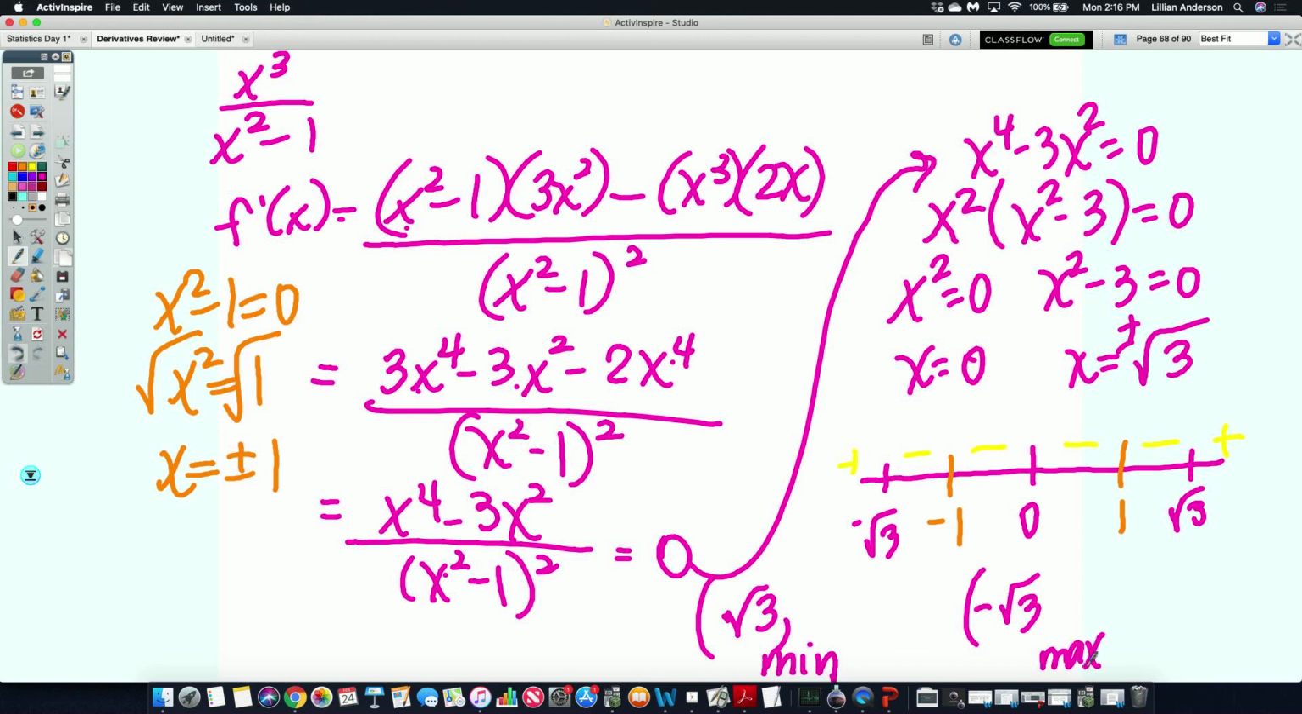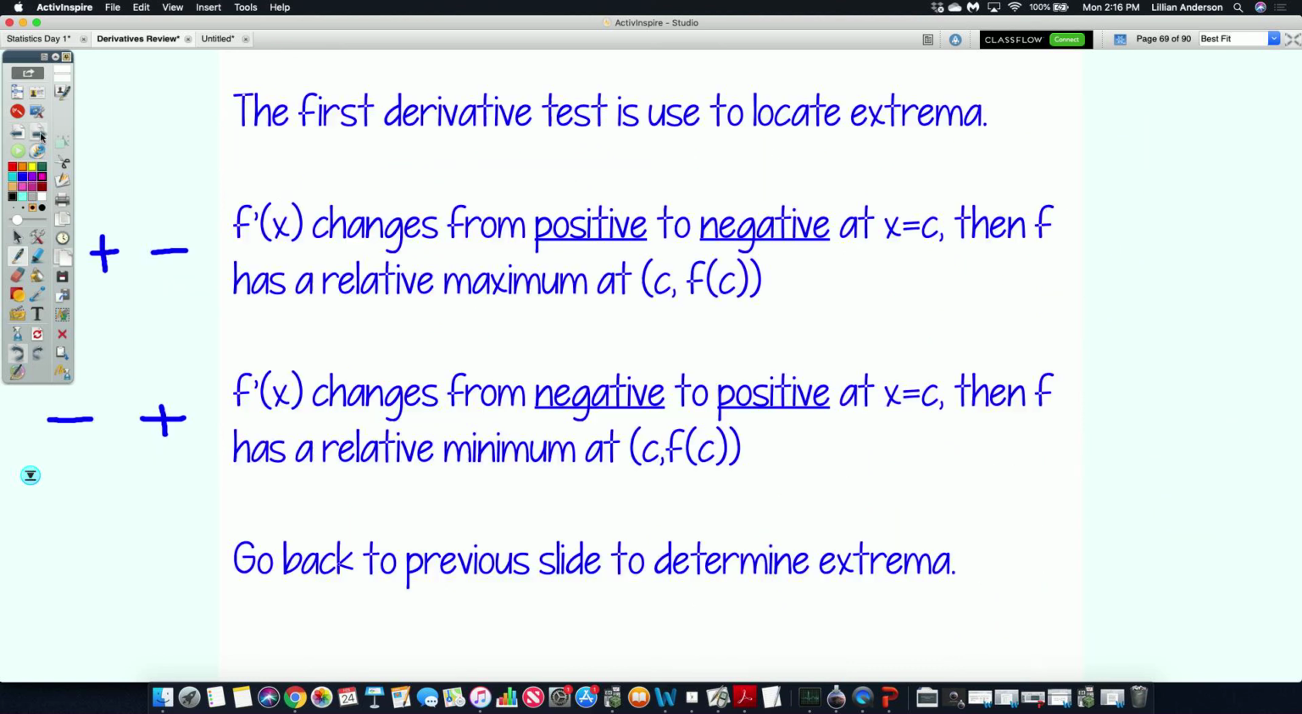How do I find the y coordinate? Plug it into the original. You plug it into the original, and we'll just leave it there. But that's how you do increasing, decreasing, and extrema. Questions? None. Remember, to find your points of extrema, you always plug the value into the original function.